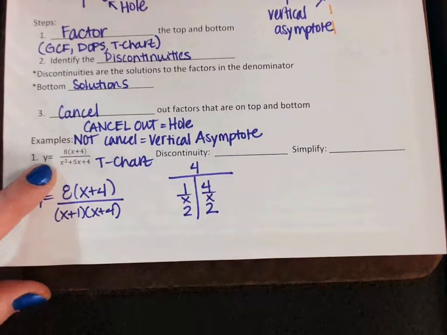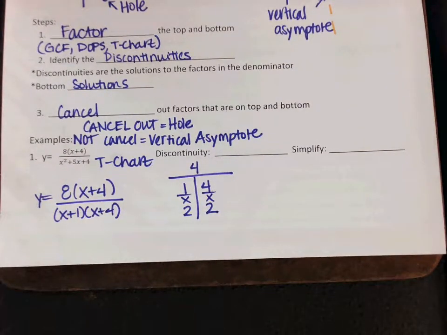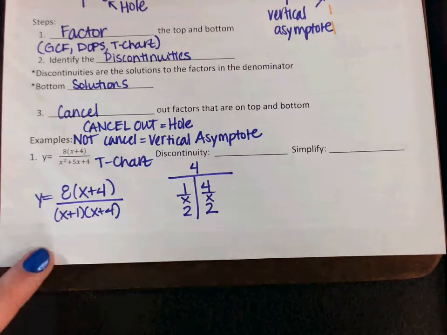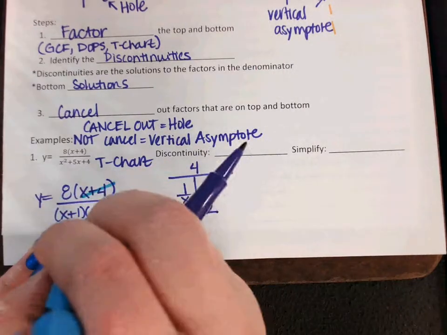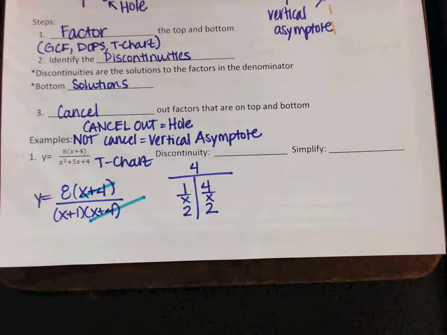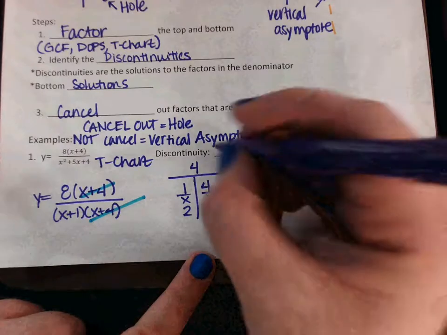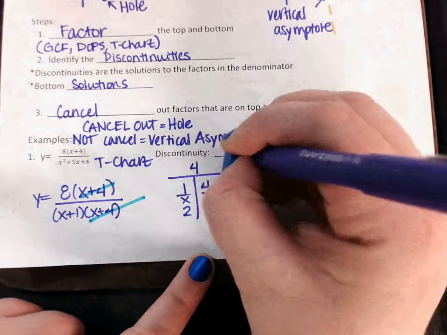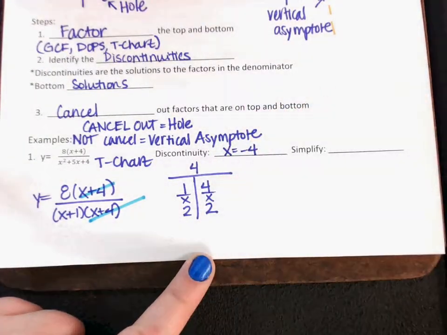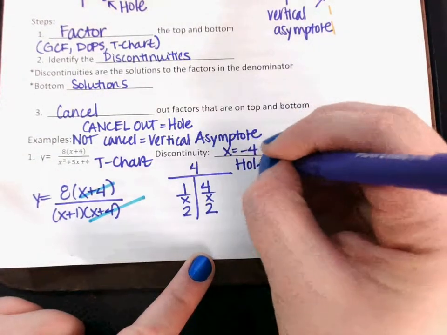Okay, what is going to cancel out that's on top and on bottom? The x plus 1 or the x plus 4? Which one's present on top and on bottom? Okay, x plus 4s are going to be holes. So I want you to put over here, your discontinuity is going to be x equals negative 4, and it's a hole.